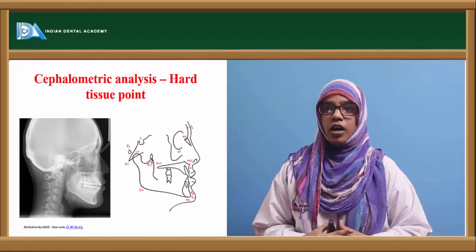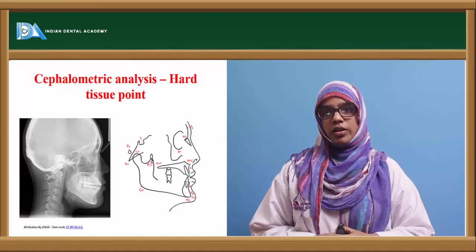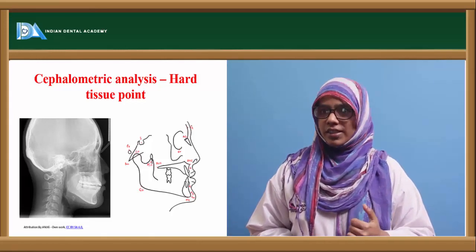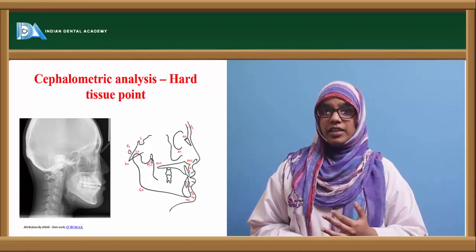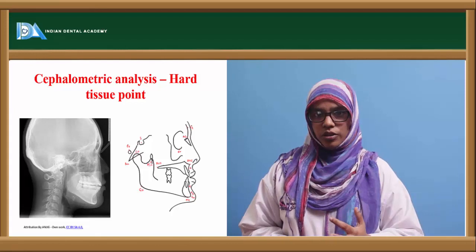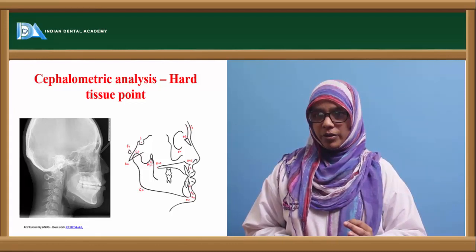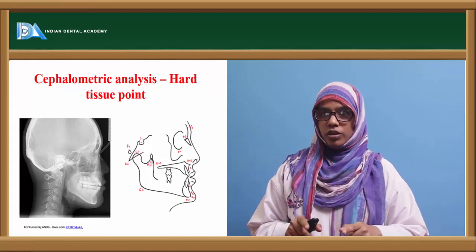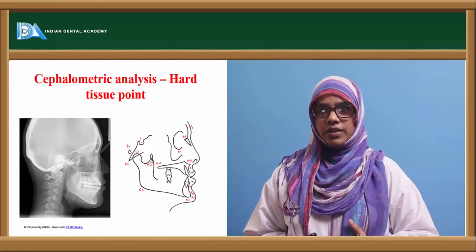Let's move on to the hard tissue markings. That is the bony markings that you see on the lateral cephalogram. As I mentioned, G is the glabella, that is the anterior-most point of the forehead. Then N is the nasion, that is the frontonasal suture. Then OR is the orbitale point, that is the infraorbital foramen. S is the sella turcica, wherein the pituitary gland is placed. And anterior nasal spine, posterior nasal spine.